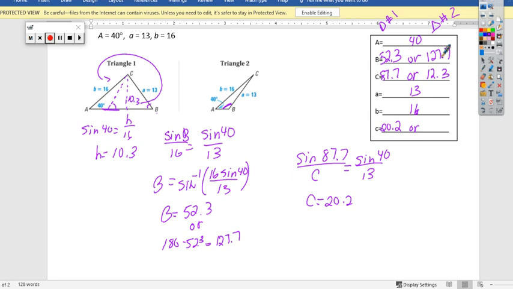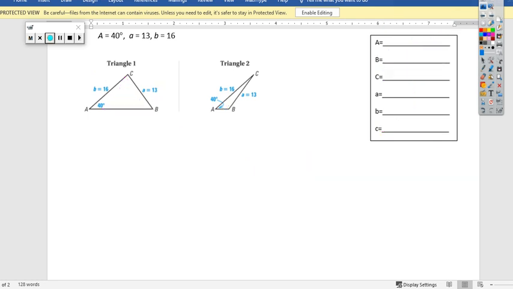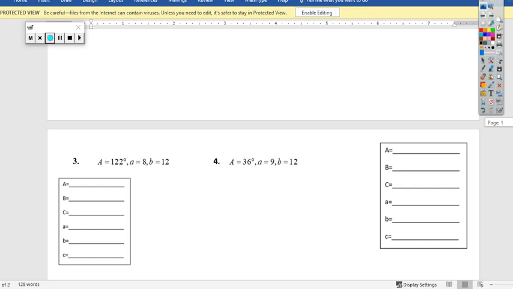And then we need to see what it might be for the second triangle. So now we're going to say the sine of 12.3 over C is equal to the sine of 40 over, what was that again, 13? And in this case, C turns out to be about 4.3. And that's the way we figure it out if we have the two triangles. All right, let's go to the next page. Let's look at a couple of other examples of situations that we might run into.